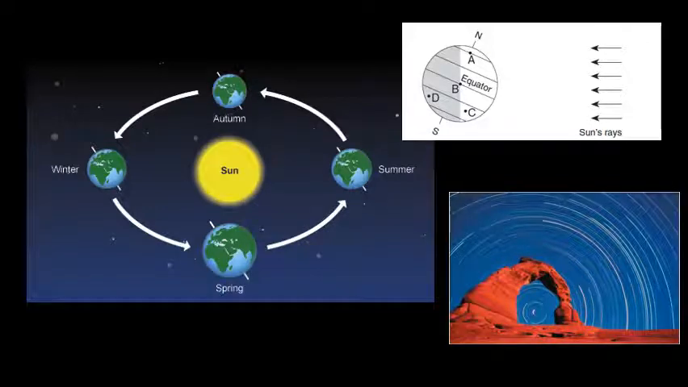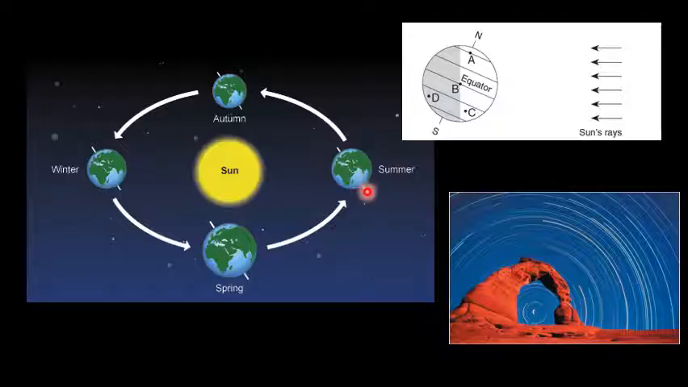We're going to begin with the motions of Earth by looking at rotation and revolution. Don't get those two confused. Rotation is the spinning of the Earth upon its axis, as it takes about 24 hours to rotate one time around, and that's what gives us our day and night cycles. Here's the axis right here.